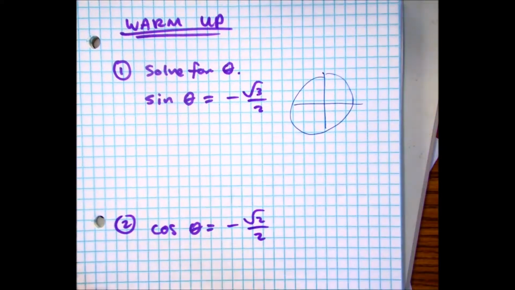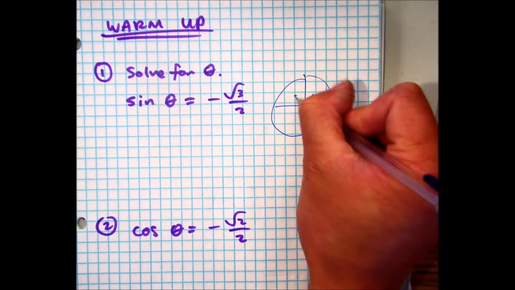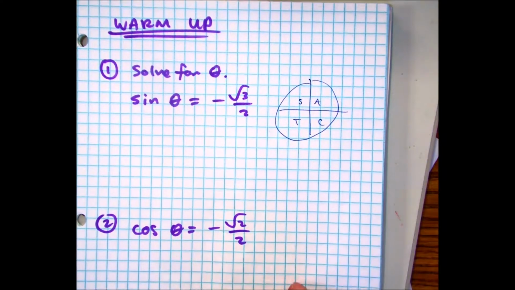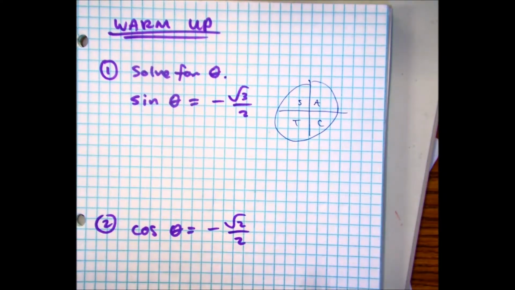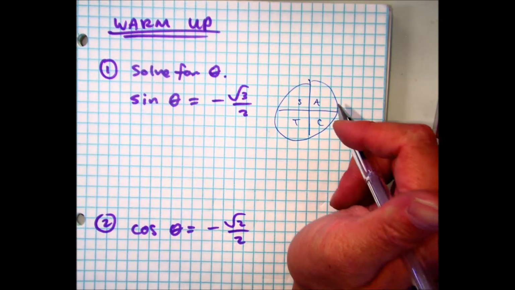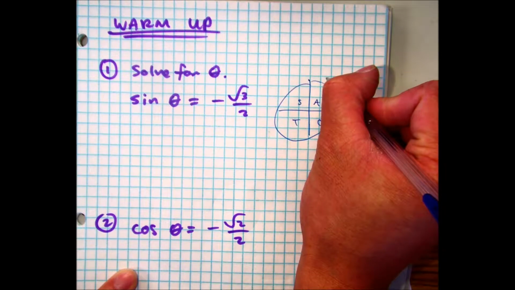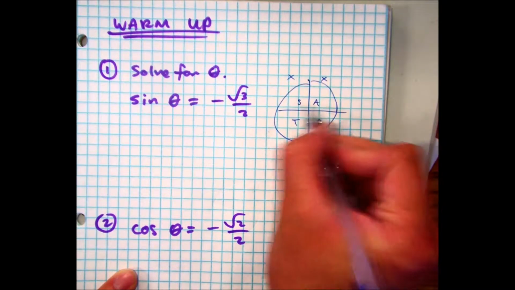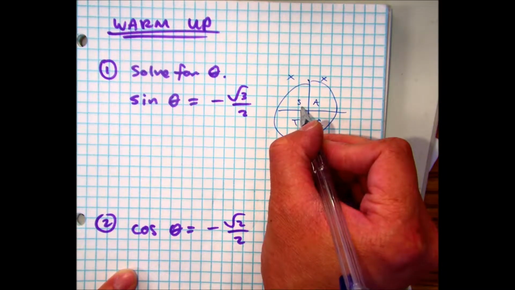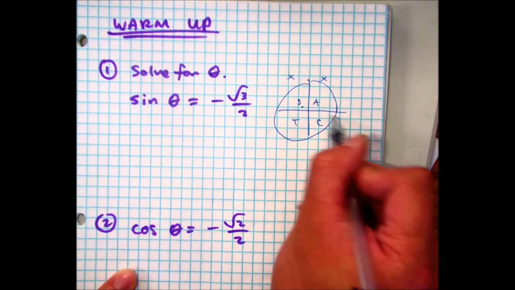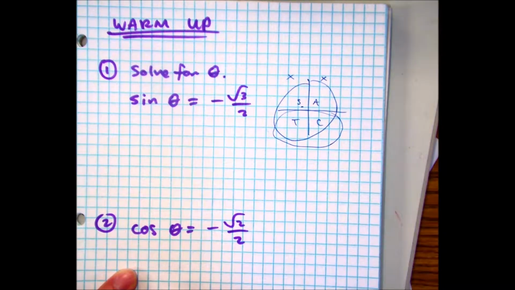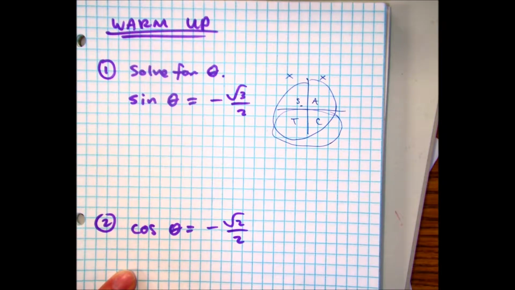Tell me the acronym. Ready, set, go. All students take calculus. So I can eliminate which quadrants? 1 and 2, because here they're positive. So my answer should be in quadrants 3 and 4. Raise your hand if you knew that.